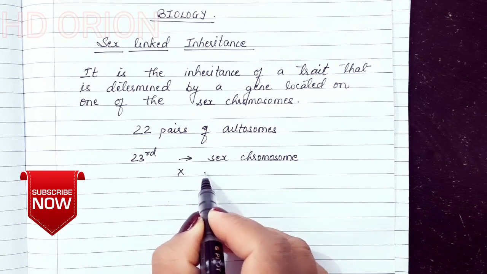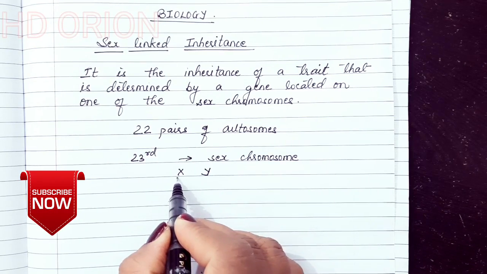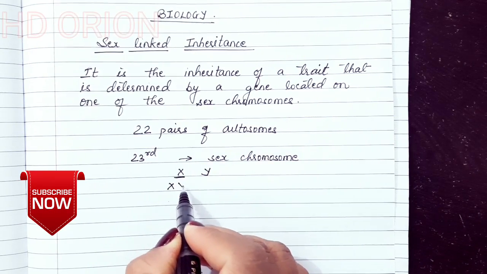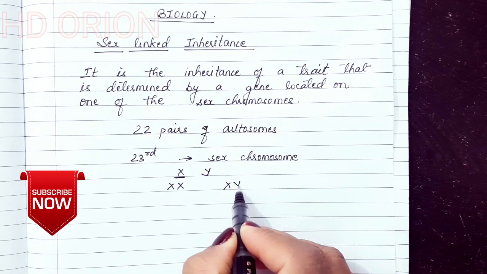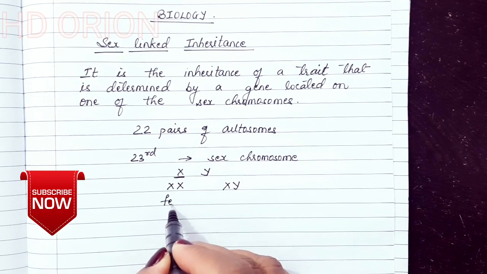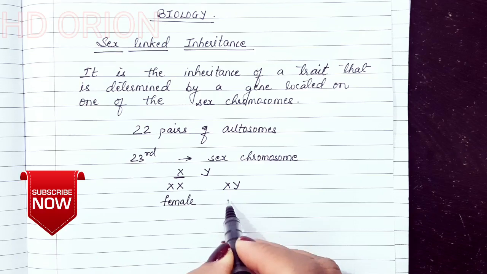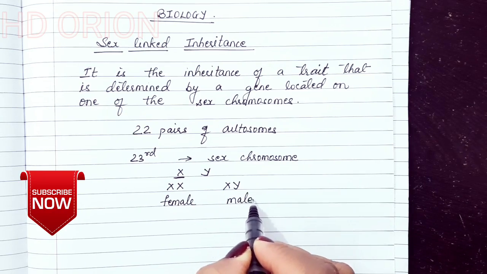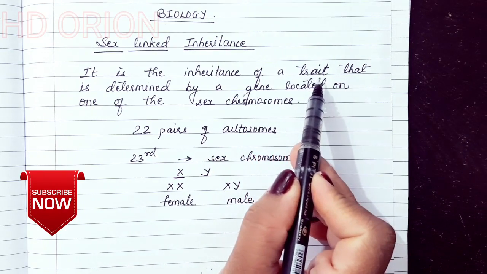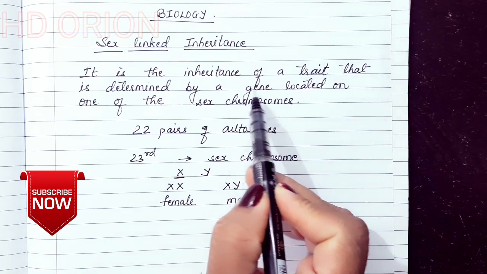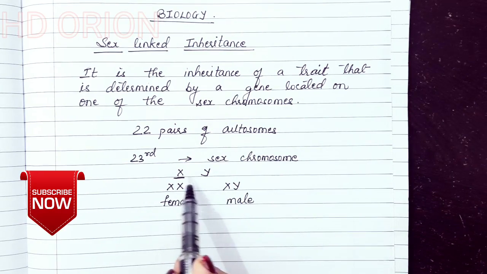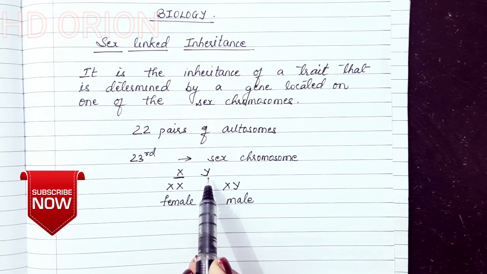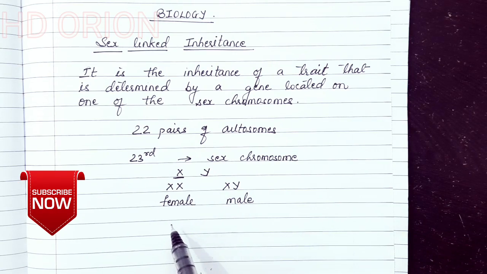These are X and Y. If it is in homozygous condition, it is XX and XY. This is a female and this is a male. So the inheritance of those traits which are determined by the genes located on the X and Y chromosomes is called sex-linked inheritance.